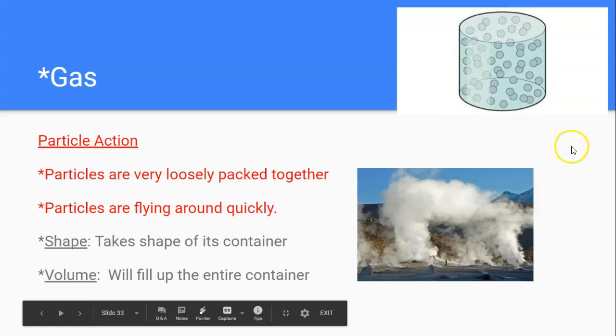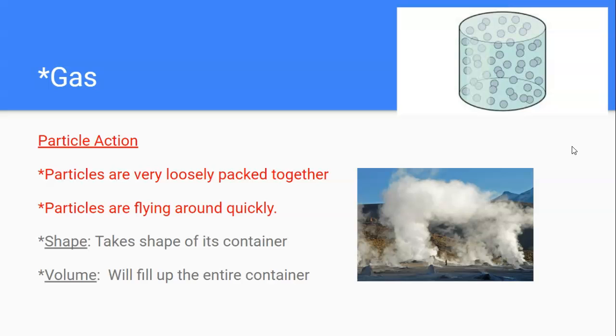All right, finally, let's move on to gas. So what are the particles doing in a gas? In a gas, they're really loosely packed together and they're flying around all over the place. You can see from this image, the particles are kind of all over the place from the bottom all the way to the top, and there's a lot of space between the particles.